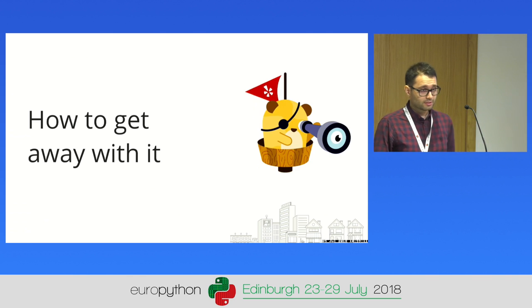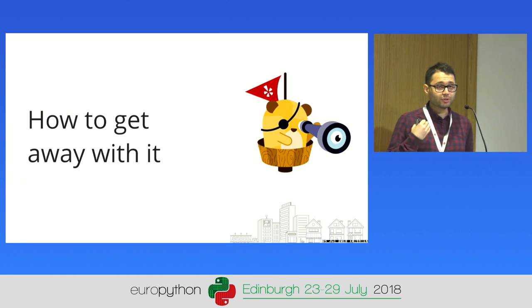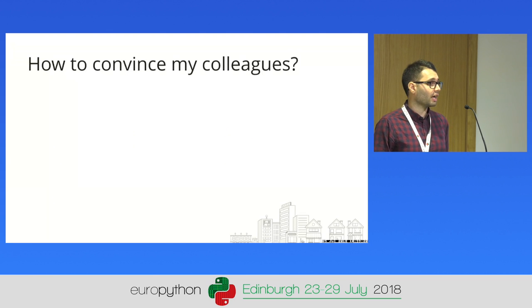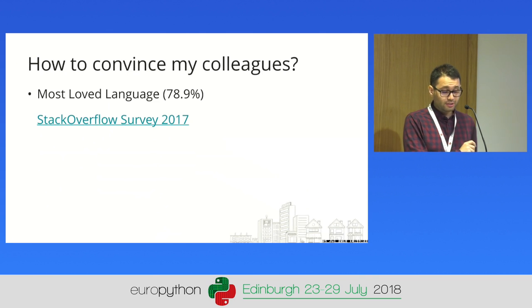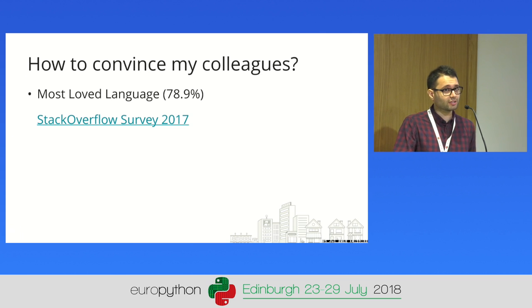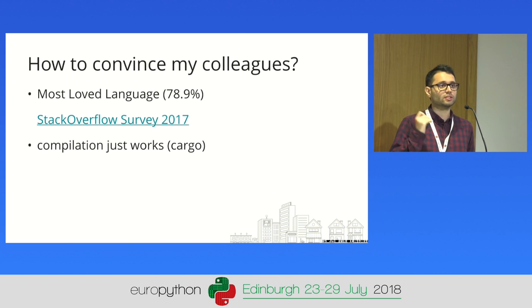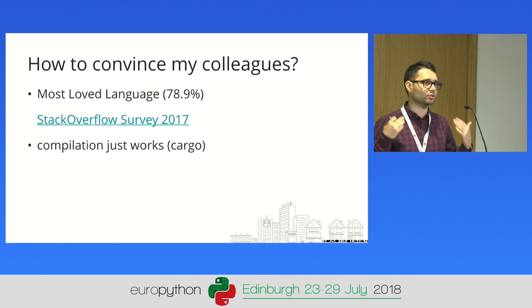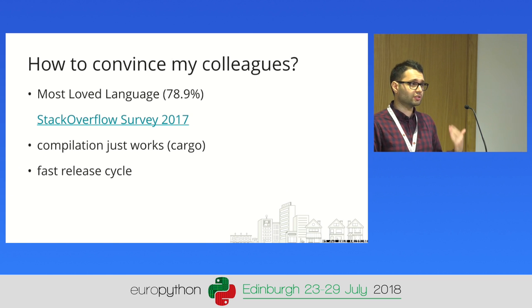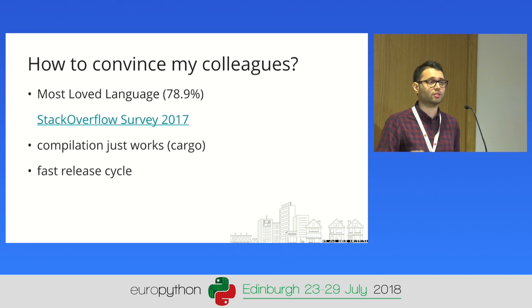To conclude, last part of the talk, since we promised in the title, how to get away with it, which is basically answering two questions. First one, how to convince my colleagues? Well, Rust is the most loved language in the Stack Overflow survey for I don't remember even how many years in a row. And if so many people love Rust, there must be a reason. Second, compilation just works. Again, Cargo is awesome. It just works. Cross-compilation just works. Have you ever heard of that? Fast release cycle. The release cycle of Rust is only 6 weeks, if I remember correctly, so you don't need to wait years to see your favorite feature landing in at least a nightly build.